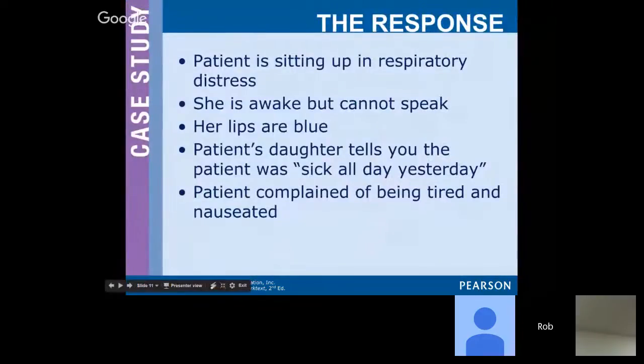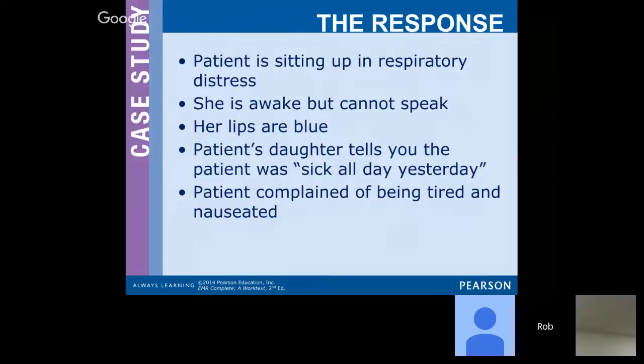So the response: patient is sitting up in respiratory distress. She's awake but cannot speak. Her lips are blue. The patient's daughter tells you the patient was sick all day yesterday. The patient complained of being tired and nauseated. Whoa, that's no good, is it? So guys, what are some things that really concern you about this patient?